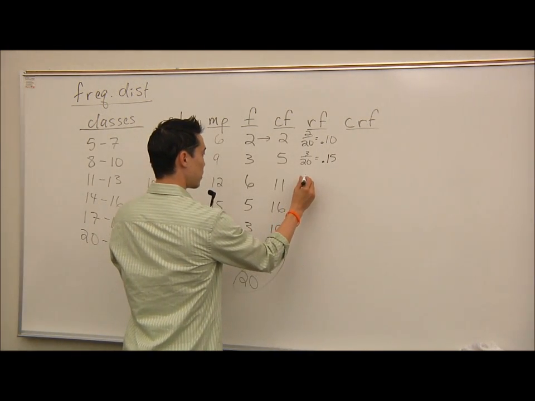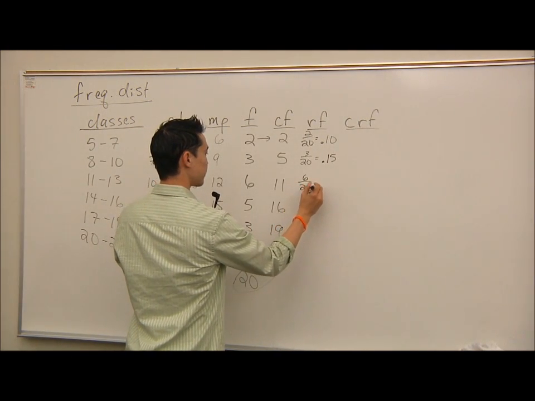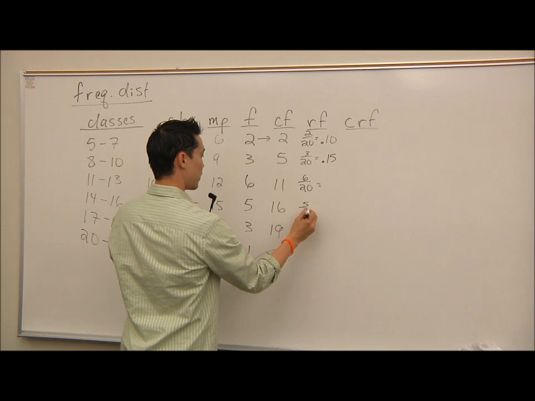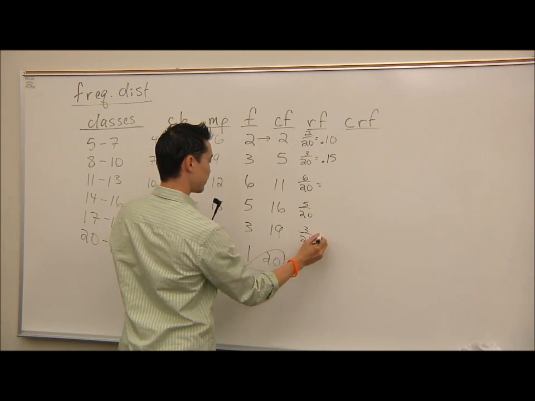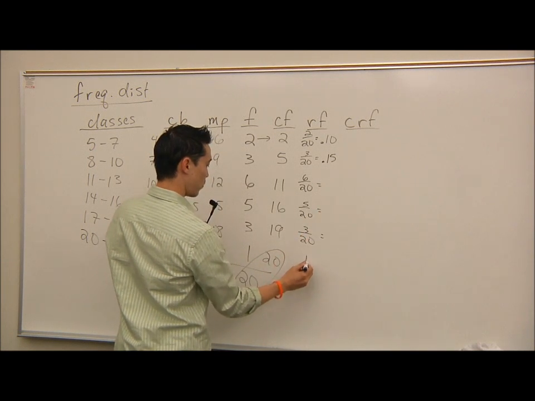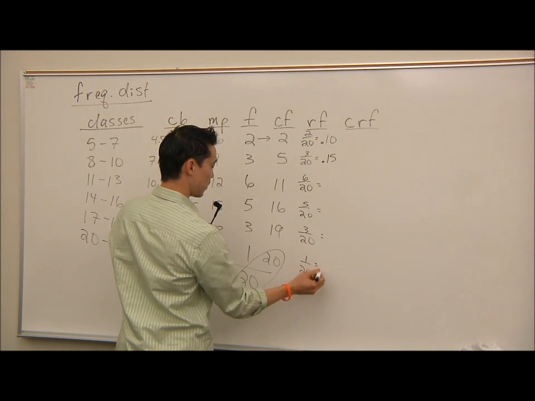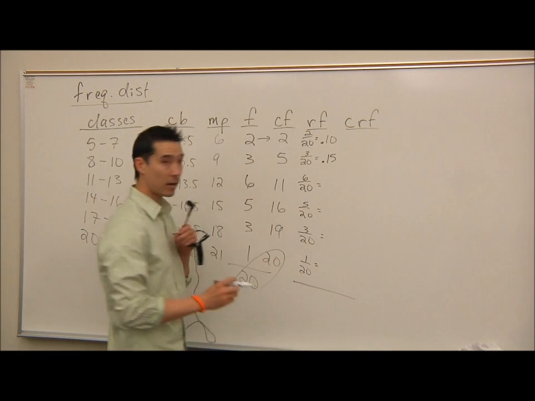So go through and finish this off. 6 out of 20. 5 out of 20. 3 out of 20. And 1 out of 20. And then we're also going to add that column up.